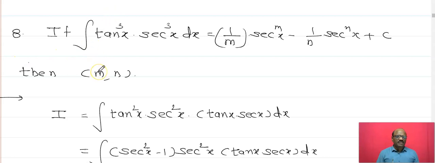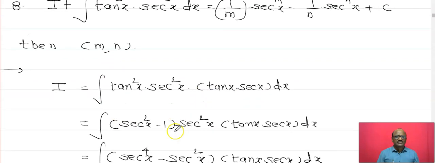If integral tan cube of x into sec cube of x into dx is equal to 1 upon m sec of x raised to m minus 1 upon n sec of x raised to n plus c, then what will be the values of m and n? No problem, we will solve this. Now see this here, tan cube x into sec cube x. Therefore, I is equal to integral tan square x into sec square x into tan of x into sec x.